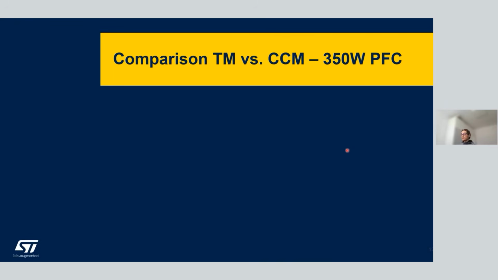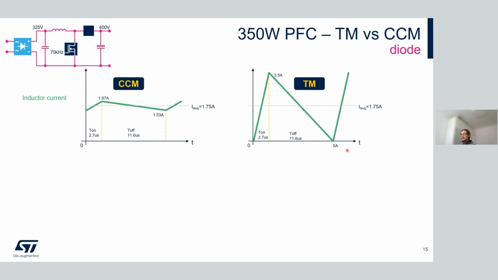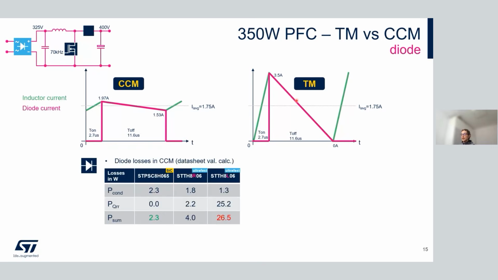In case we would like to compare the requirements in terms of components for these different current modes, we can see if we consider a 350 watt PFC and we work in continuous conduction mode or transition mode, the RMS value will be much higher for the transition mode. But what is even more important is in terms of diode, you require a diode with a low reverse recovery charge. There is a comparison of three different diodes.